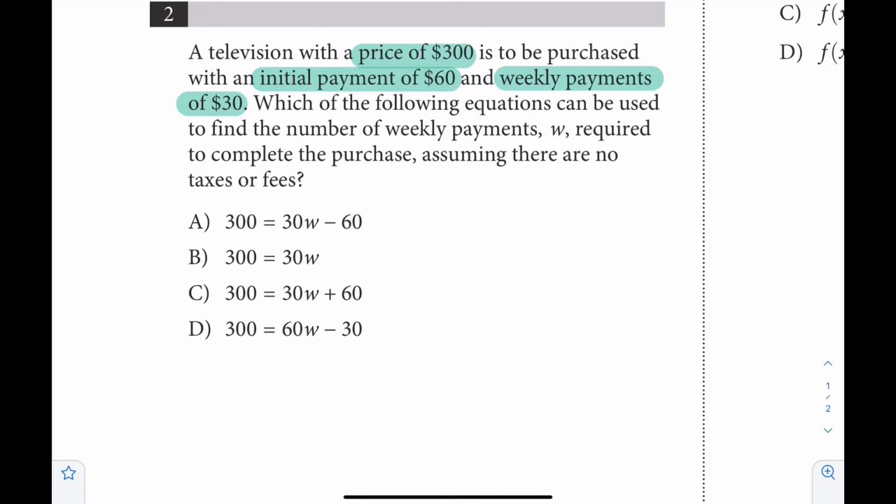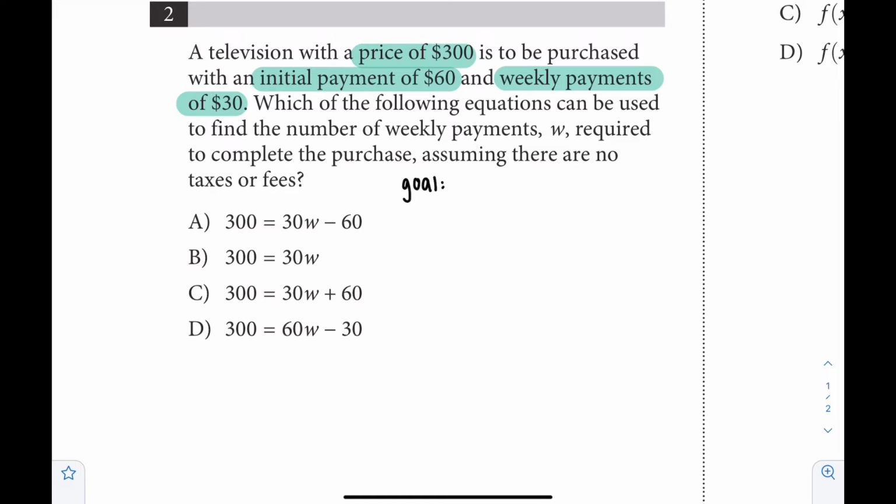Which of the following equations can be used to find the number of weekly payments, W, required to complete the purchase, assuming there are no taxes and fees? So for this question, we have 3 pieces of information, but first let's write down our goal.